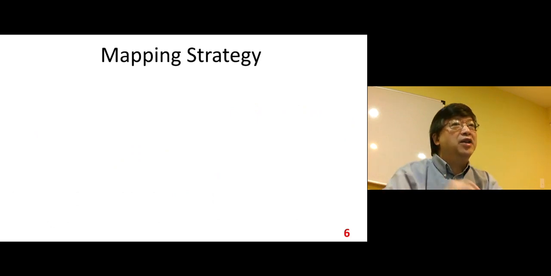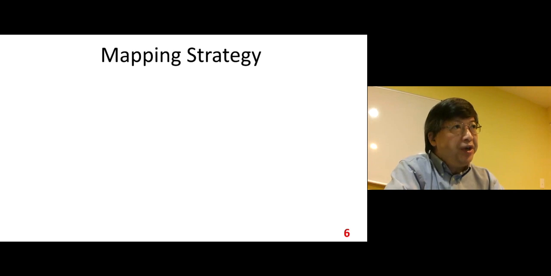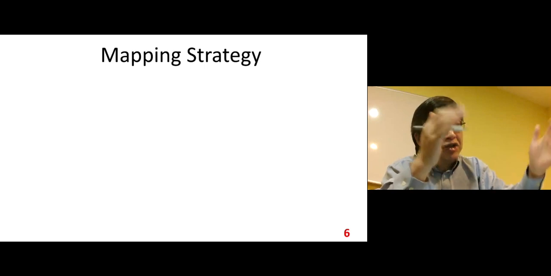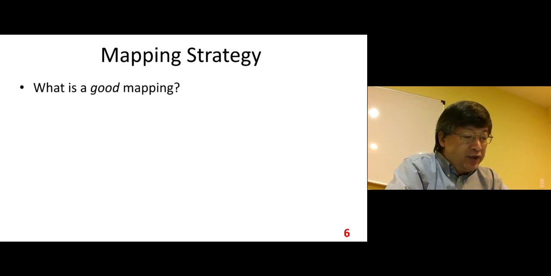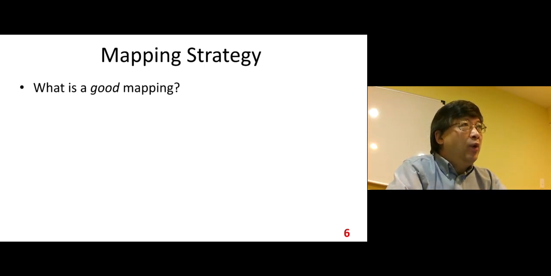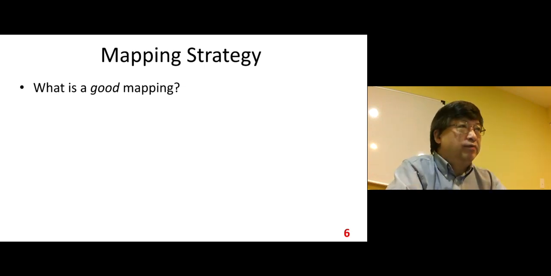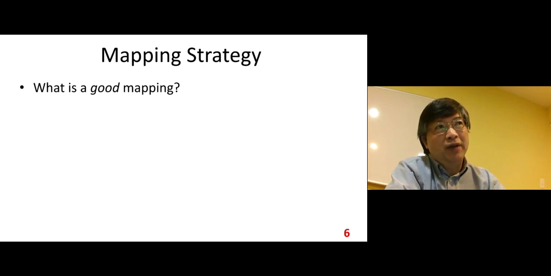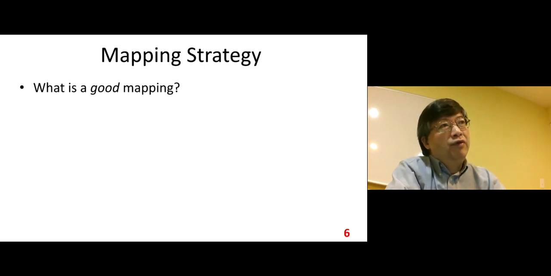Mapping strategy. Now let's talk about the mapping strategy. Here you can see the issue becomes a mapping issue: mapping long keys into a relatively small number of slots. That's the main problem we need to solve. So what is a good mapping? When we consider a mapping strategy, we need to have criteria for a good mapping. So what properties do we have for our mapping consideration?